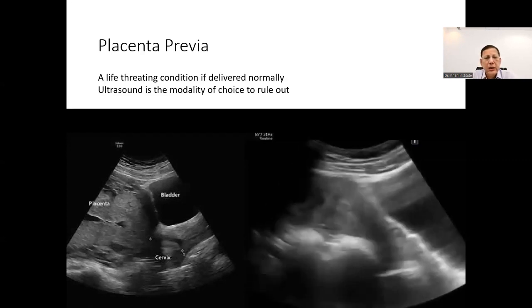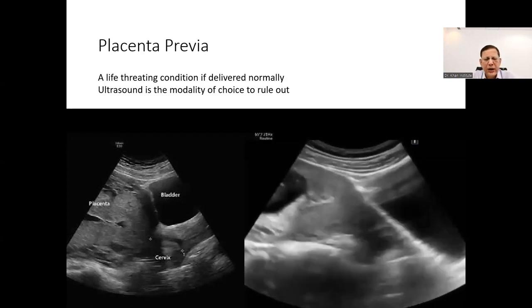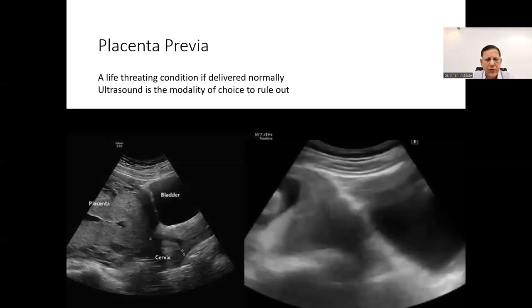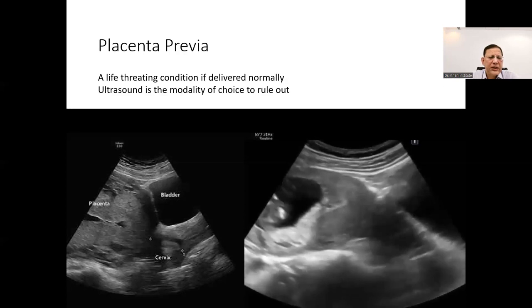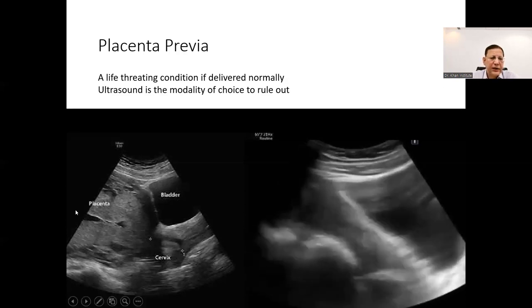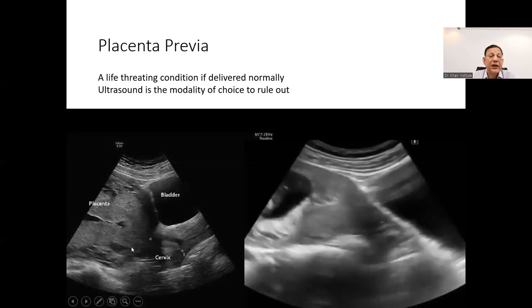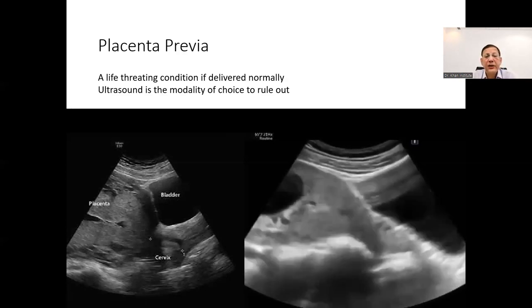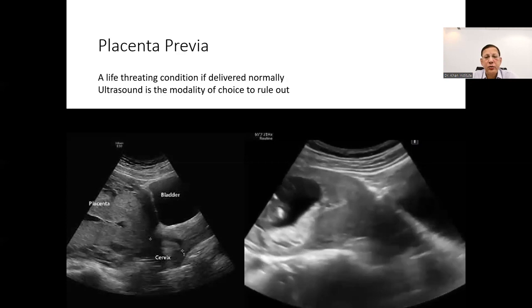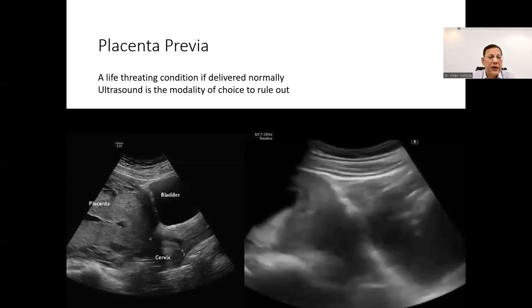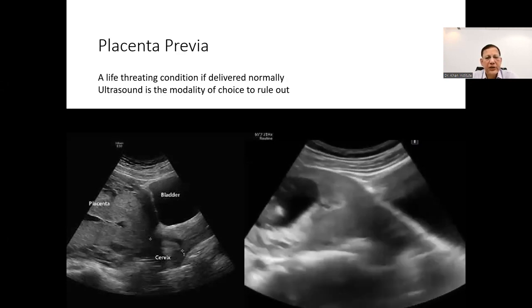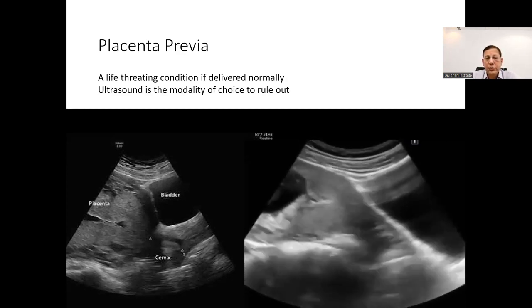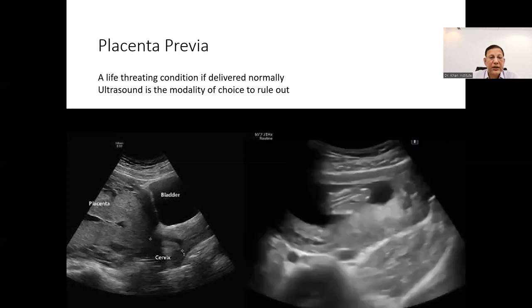But with routine ultrasound, we do 3 ultrasounds in 40 weeks. During these ultrasounds, we see that the placenta is covering the internal os, and we diagnose it as placenta previa. The doctor will never try to deliver it normally. Then they will go for the operation called cesarean section. So without ultrasound, you can see how dangerous it is.